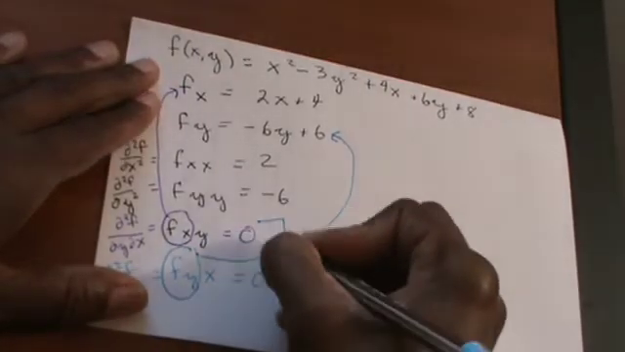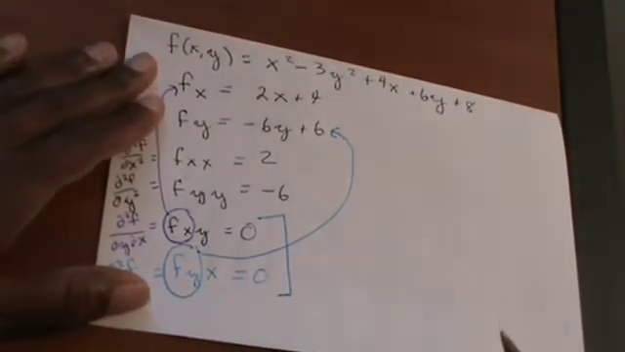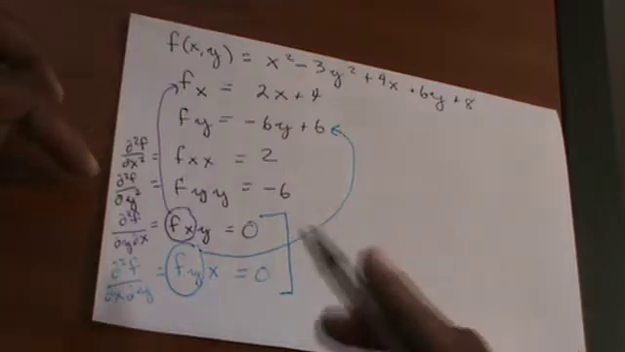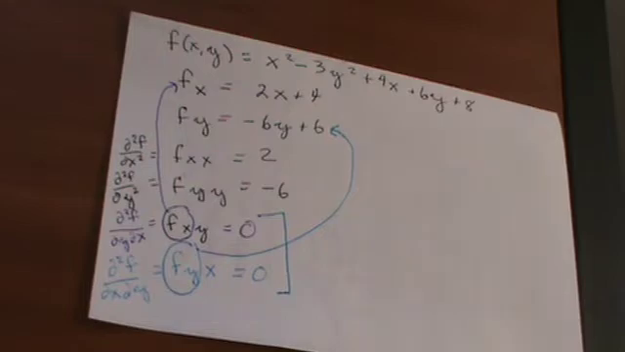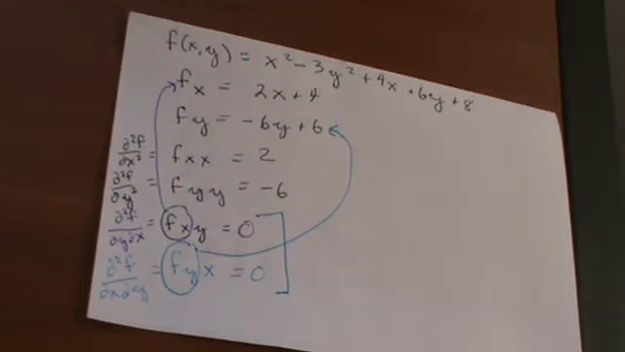Now it turns out that these two will always equal each other, and you do need to keep that in mind because it'll save you some time. F sub x sub y and f sub y sub x are always equivalent to each other. I couldn't tell you why that is, but I'm certain you can look that up.